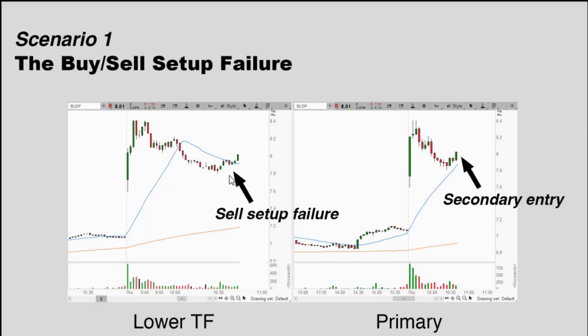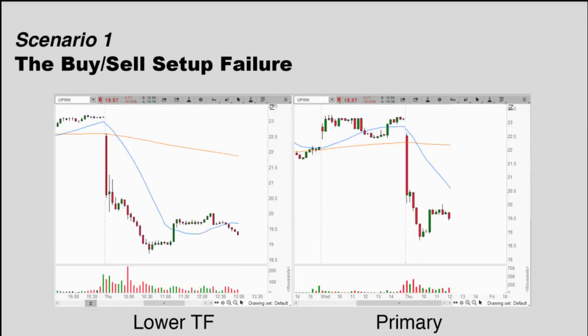And now we can look to get into the original buy setup, which is giving us a 1-2-3 pattern now. So we can always wait a little bit for more confirmation, wait for secondary entries, and see if that conflicting time frame is going to fail before jumping into trades blindly.